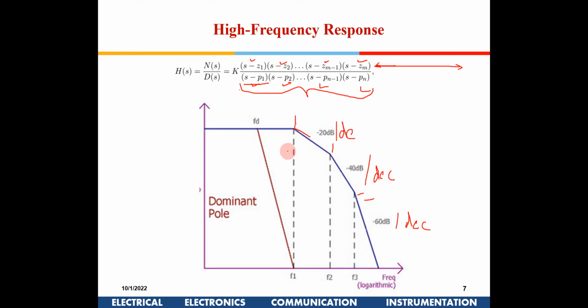Okay, so we have to find out for a circuit where these poles are. Once those poles are known, then we can draw this graph. In many circuits you will have something known as a very dominant pole.